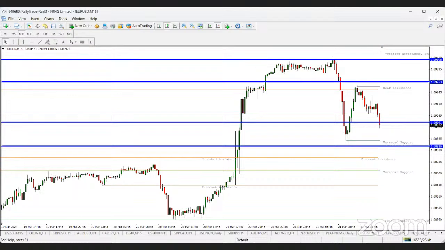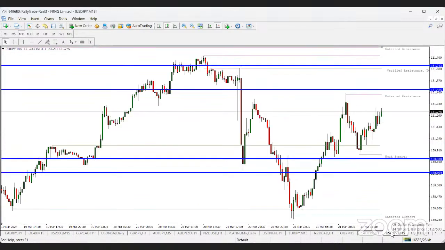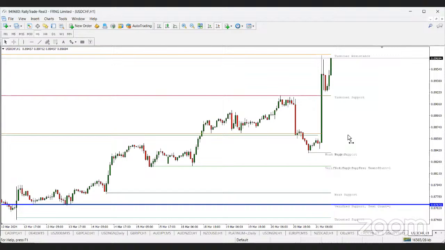Then we looked at USD JPY. We said for USD JPY, we'll be buying at 141.480. From there, we'll look out for 20 pips. And so we'll be selling from 150.830 with around 15 pips also. Let's see USD CHF.